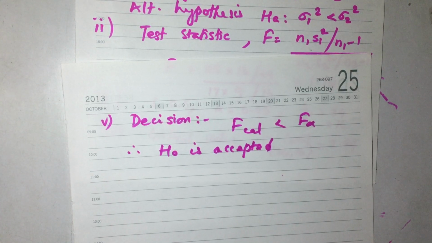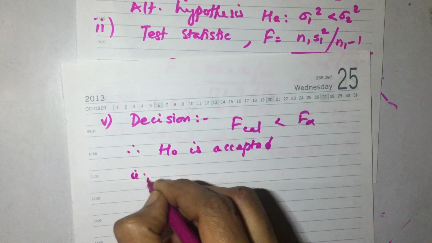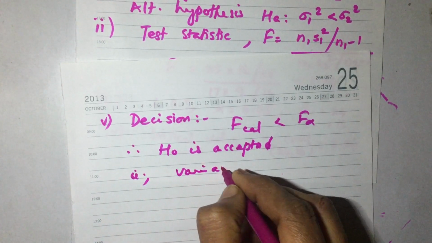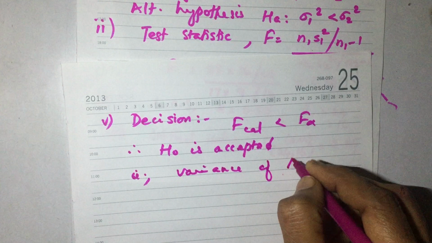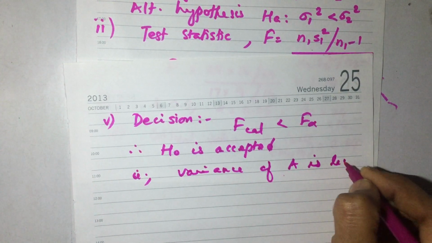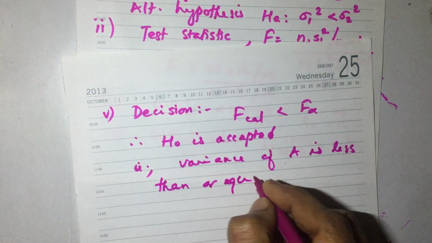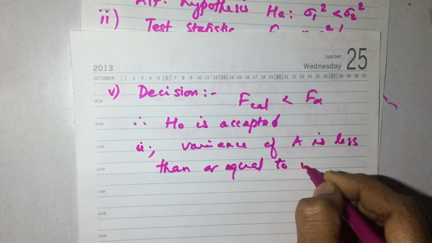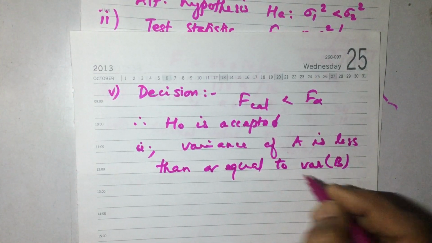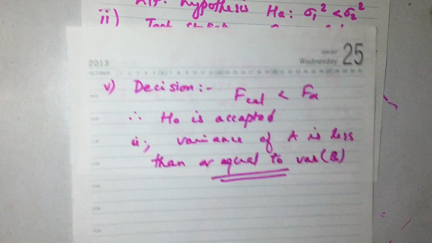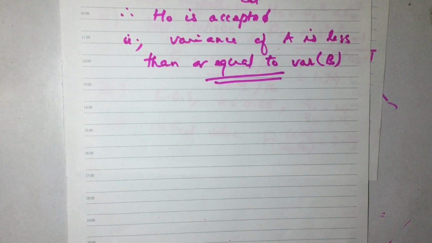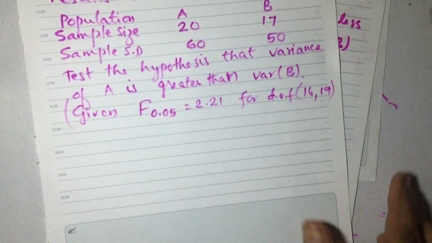That is, the variance of A is less than or equal to the variance of B. Okay, so this is the third type. Now let's do one more, that is the fourth type.